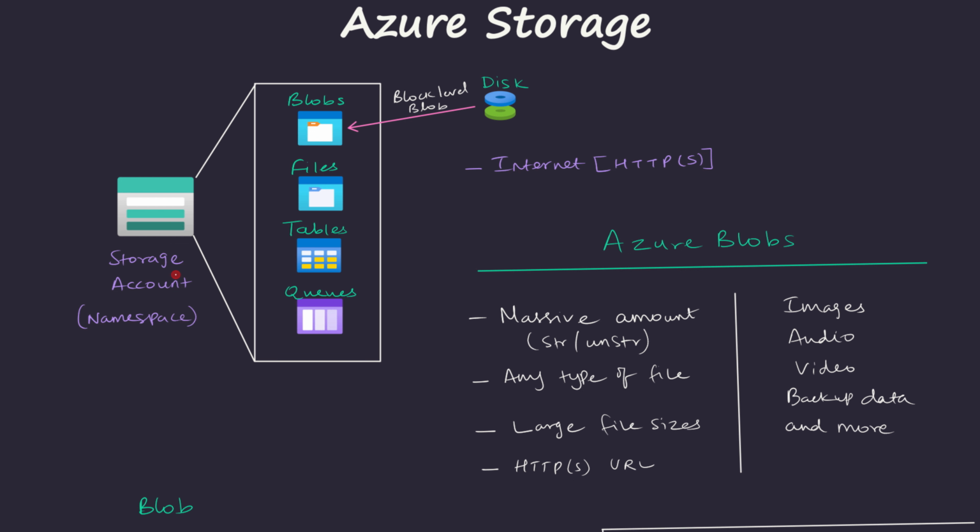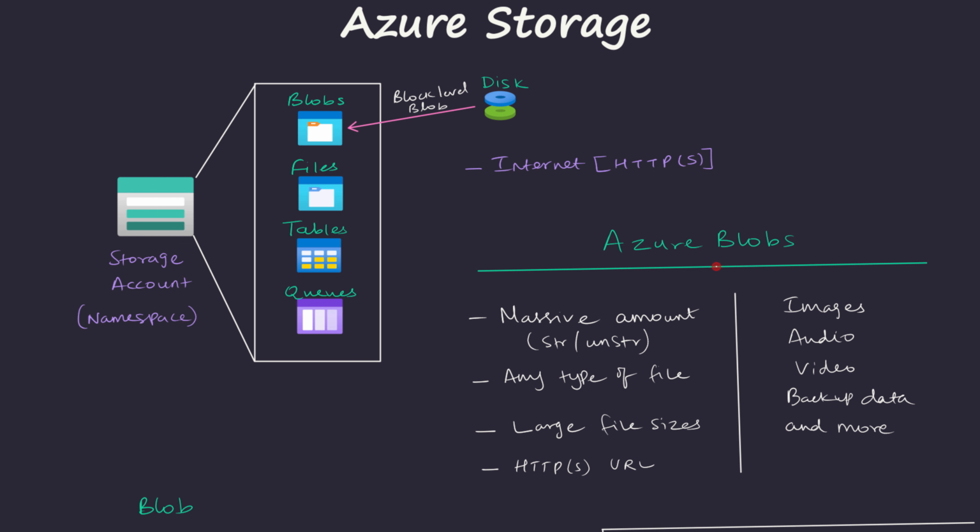A storage account is more like a namespace. This will have a unique name, and because this has a unique name, you'll be able to access the storage account across the internet using HTTP or HTTPS. And within the storage account, you can have blobs, files, tables, and even queues. Let's talk about each one of these in detail.